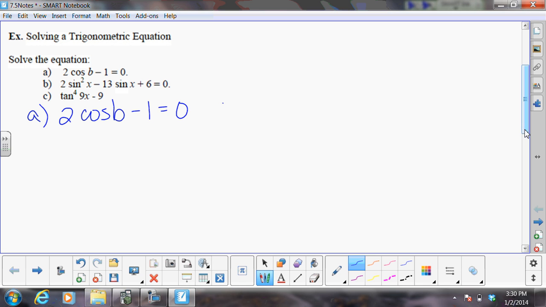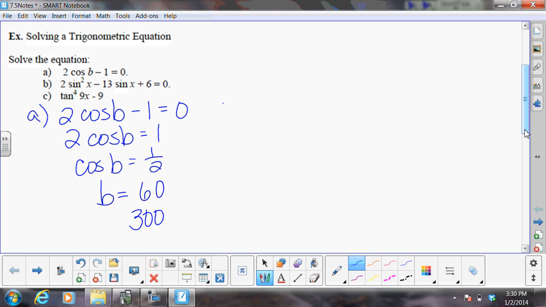remember my equation. So I'm going to solve for b, so I need to move everything else but cosine b. So we're going to add 1 to the right, divide by 2. Now I'm going to take the arccosine and find out when cosine is a half. Well, I know that cosine is a half at 60, but since it is positive, it is not only at 60, it's also in quad 4, so 360 minus 60 would be 300. So the two values that would work for this equation are 60 and 300. You could check these in the calculator and you should get 0 at the end if you wanted to do that.